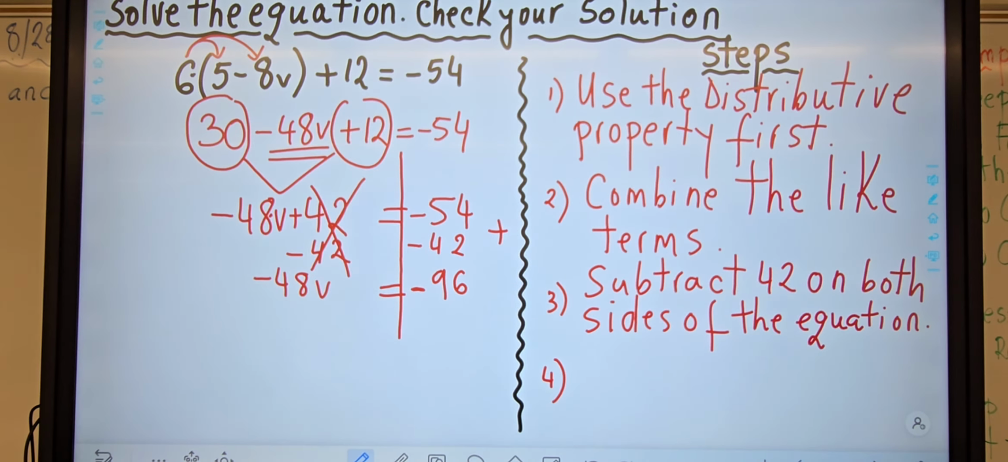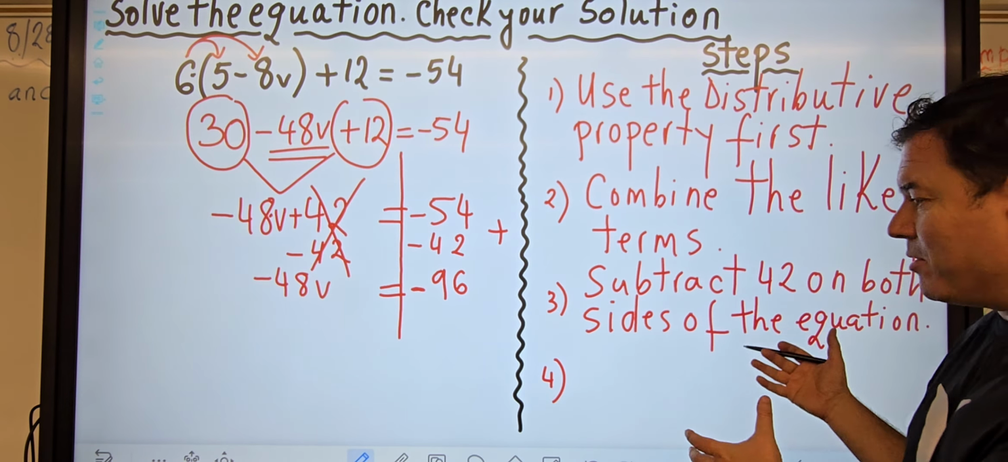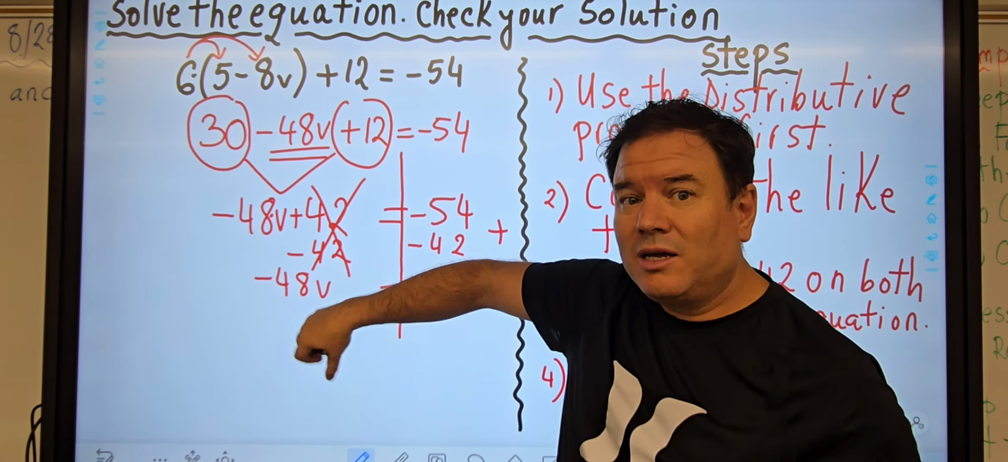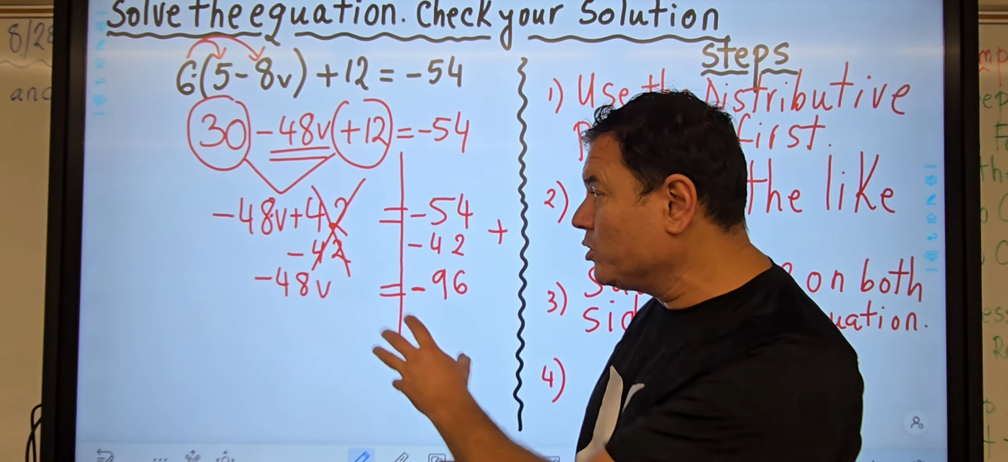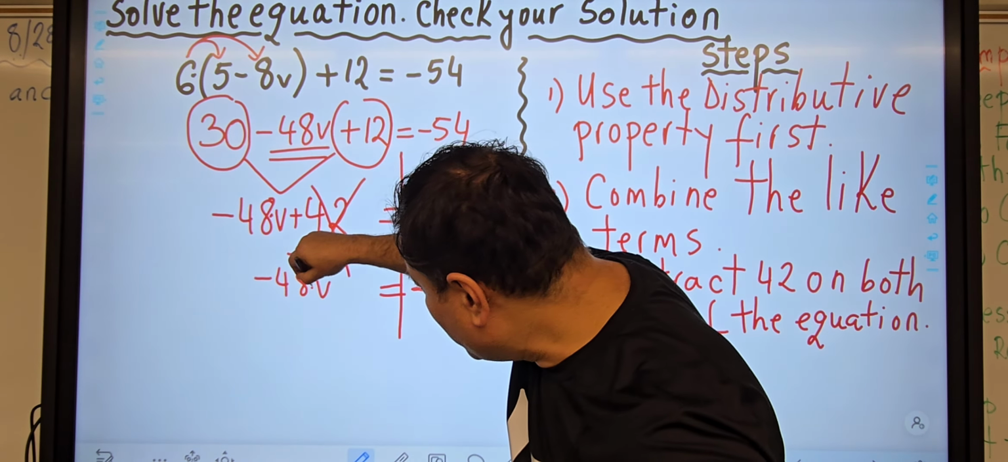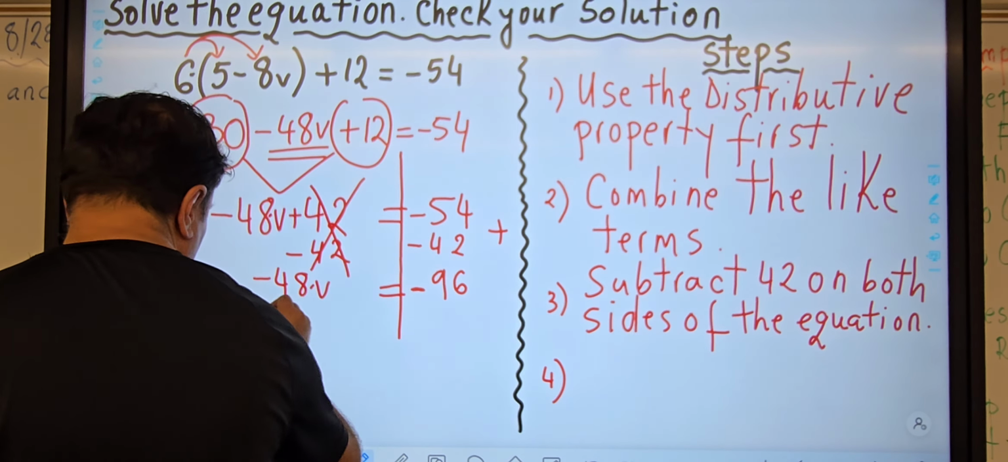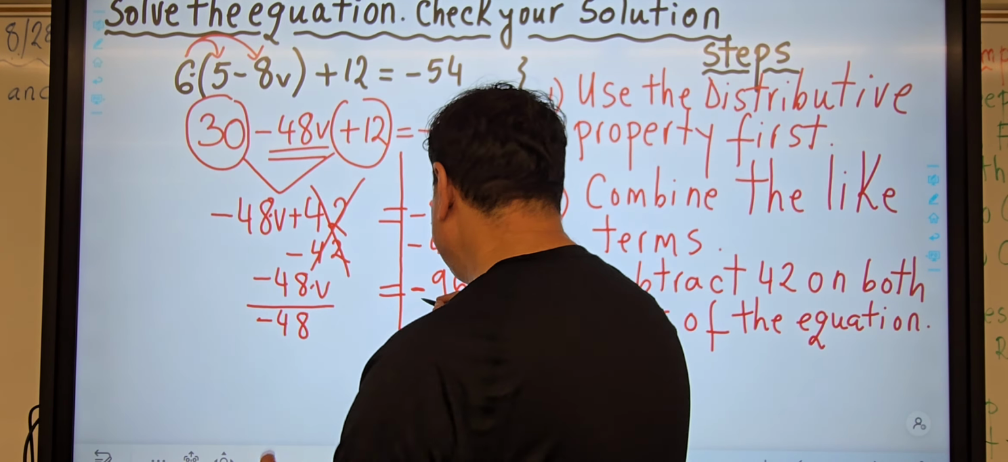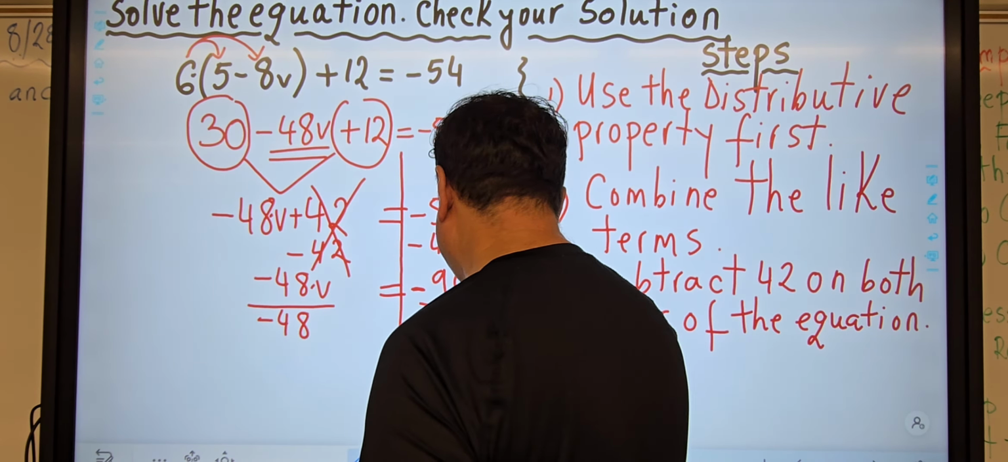Okay? And now, step number 4 would be to undo the multiplication by the opposite, right? So the opposite of multiplication is division. So now we are going to divide both sides by negative 48. Whatever we do to one side, we do to the other side, negative 48.